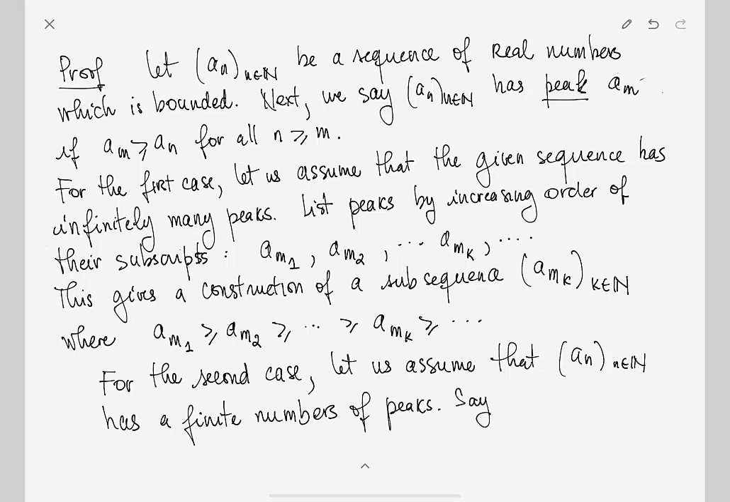Say A sub m1, A sub m2, A sub m3, all the way till the last one, which is A sub mk. So let us assume that we have k many peaks. As such, a sub mk plus 1, the term which is coming after the mkth term, is not a peak by assumption.